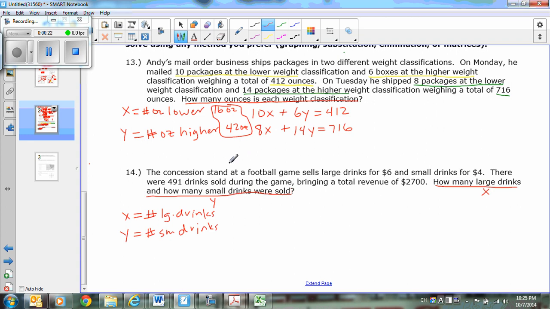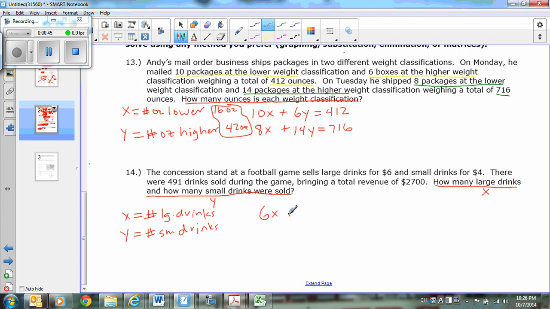All right, so large drinks are $6 each. Small drinks are $4 each. So our first equation is going to have to do with money. If we sold X large drinks at $6 each, then 6X would be how much money was brought in when you sell those large drinks.